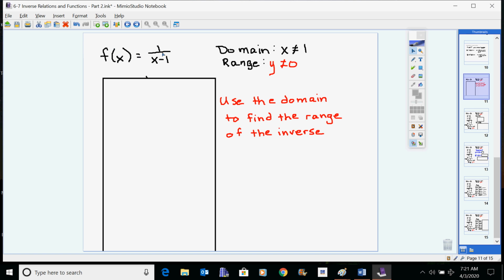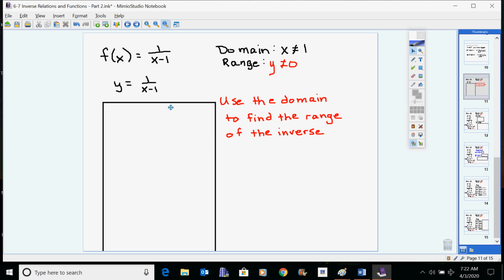Okay, so here's our example problem, f of x equals 1 over x minus 1. Our domain is, x can't be 1 because x minus 1 equaling 0 would be a no-no. So when x equals 1, that messes it up. So the domain is anything except for 1. And the range then would be anything except for 0. Okay, and we'll get to that shortly, as far as why that's the case.